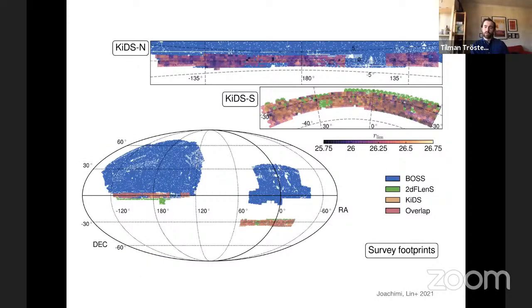So to give you an idea on where these surveys lie on the sky, KiDS has 2 patches. One is in the north equatorial and one's in the south. As I said, the north part here overlaps with BOSS, whereas the southern patch overlaps with 2dFLenS. So we have that full spectroscopic coverage in addition to the infrared coverage I mentioned before that really helps us out with the high redshift calibration of our background galaxies.